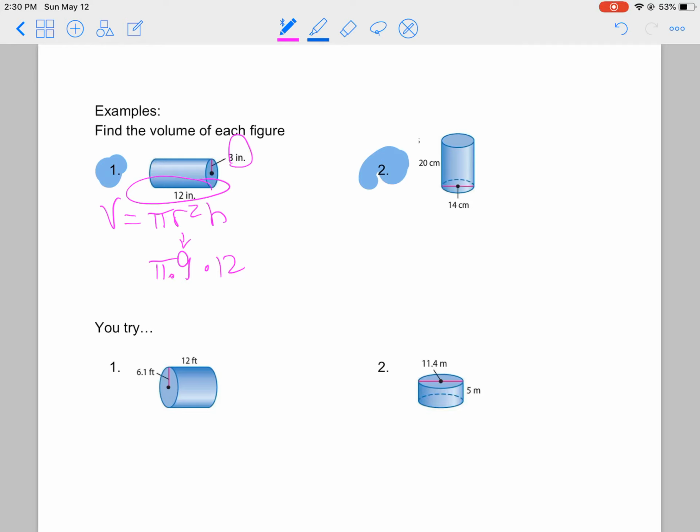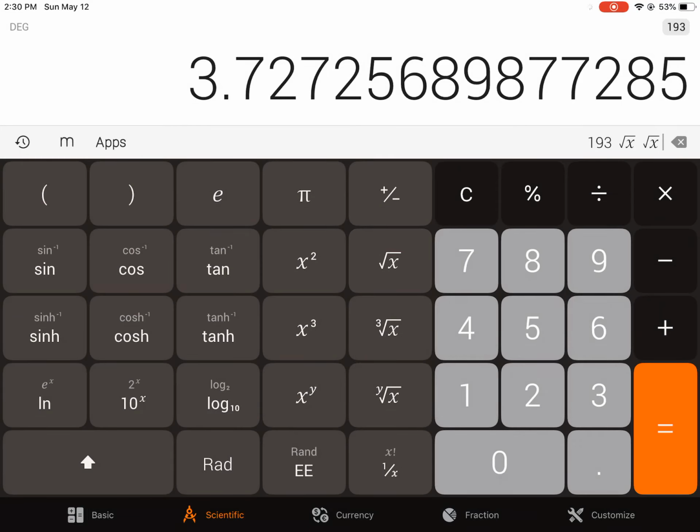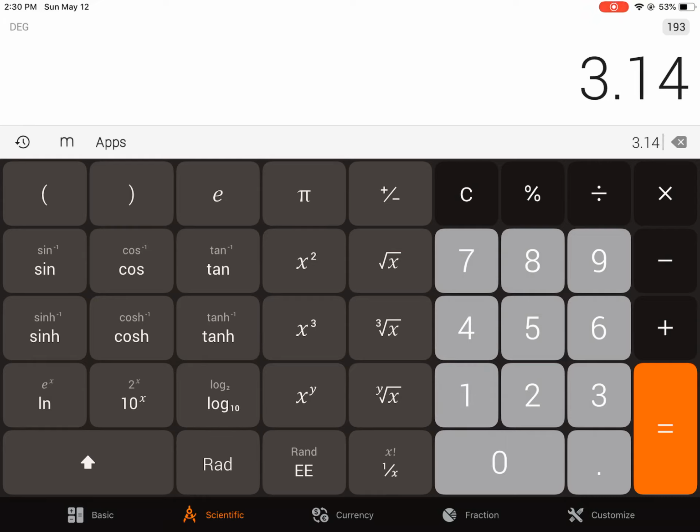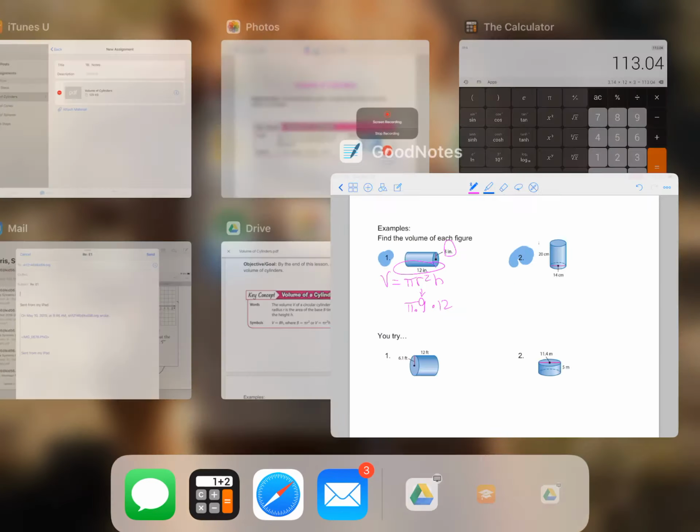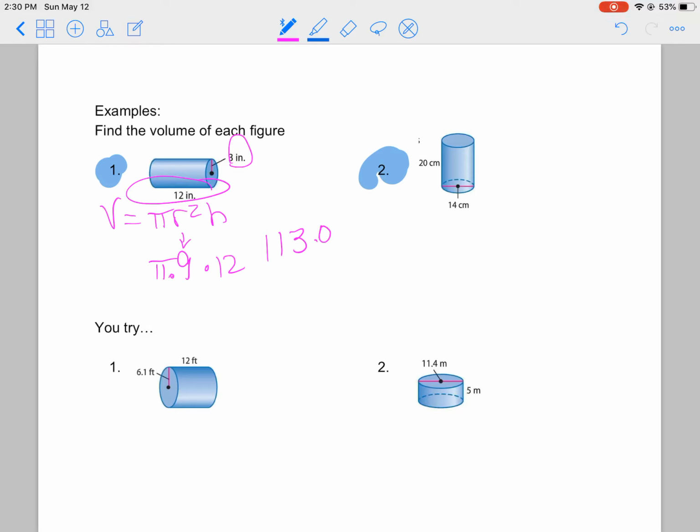That's okay. Okay, and you will take your calculator. Usually we round to the nearest hundredth when we do this, so let's just go get a calculator. Okay, so we will do 3.14. I like using 3.14, but you can use the pi key too. I'll show you both examples. Times 12 times 3 equals 113.04. So the volume is equal to 113.04 cubic inches. Okay, volume is always in cubic inches. Make sure that you do label your final answers, okay?